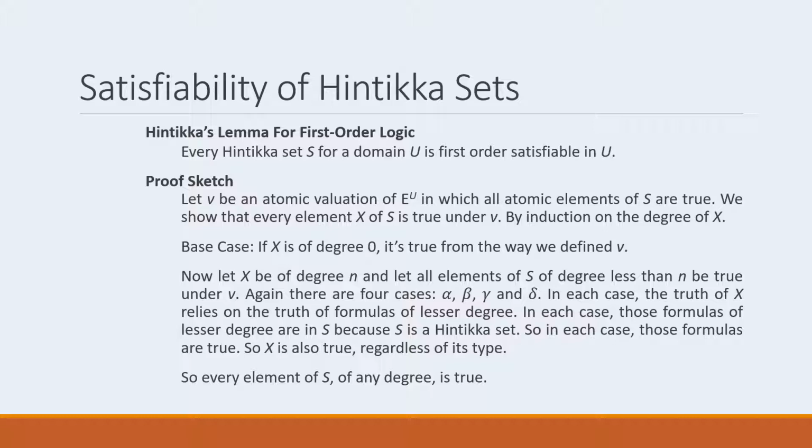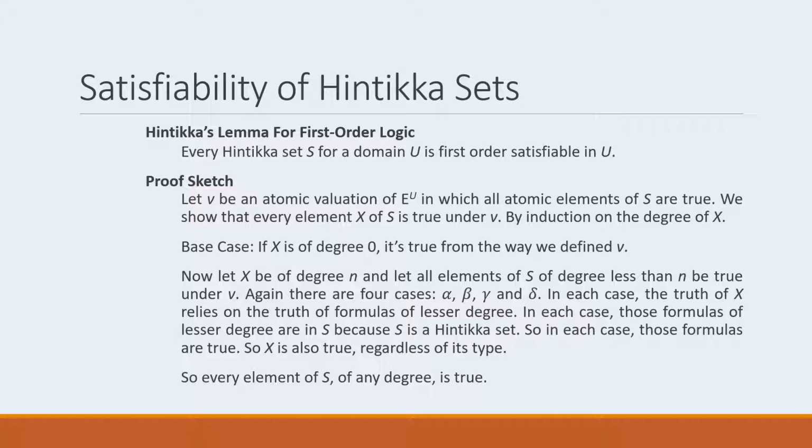Now, say that X is of degree n, and let all elements of S of degree less than n be true under V. Again, we have 4 cases to consider, whether X is an alpha, beta, gamma, or delta. But in each case, the truth of X relies on the truth of formulas of lesser degree. And in each case, those formulas of lesser degree are going to be in S because S is a Hintikka set.